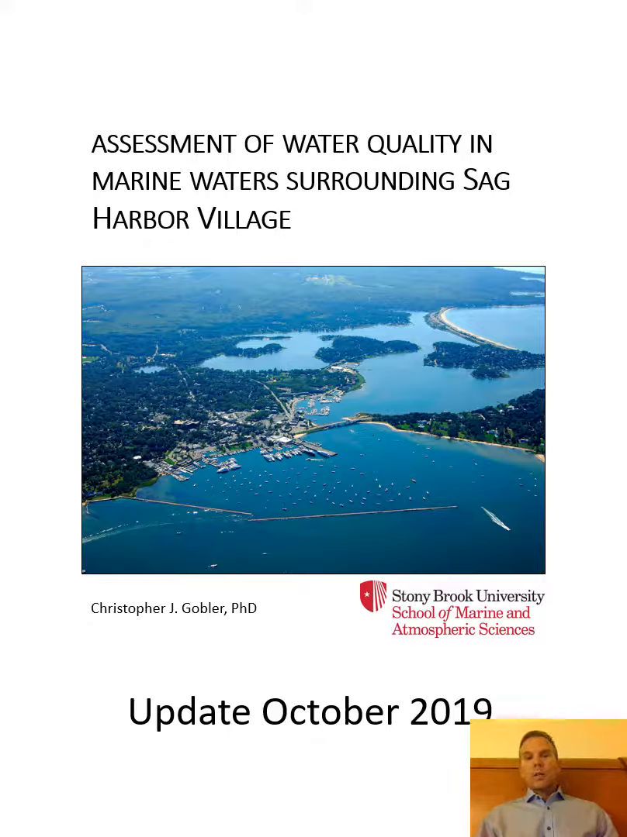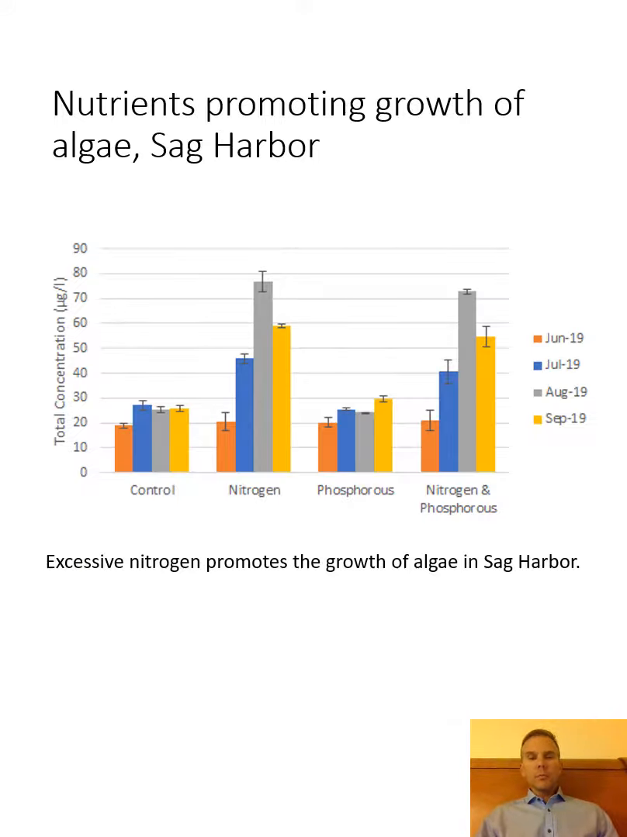And so I'm going to start out by talking about some experiments that we performed in order to understand the types of nutrients that might be promoting water quality impairment in Sag Harbor and Sag Harbor Cove. That's shown here. This data set shows the effects of different types of nutrients on the growth of algae, and this is water from Sag Harbor.